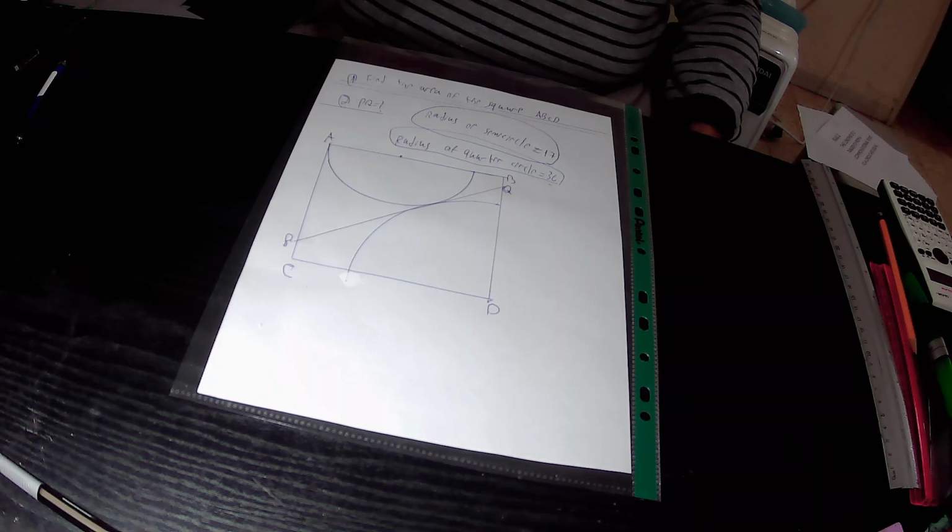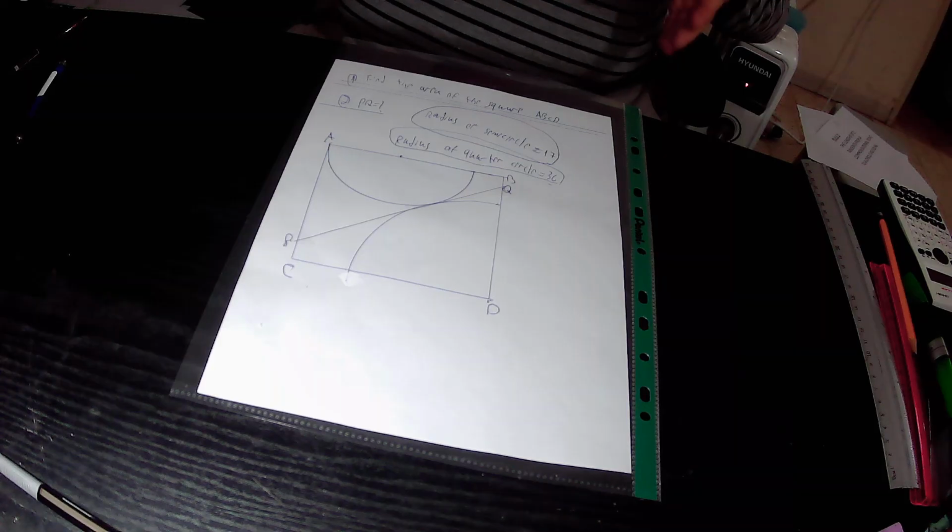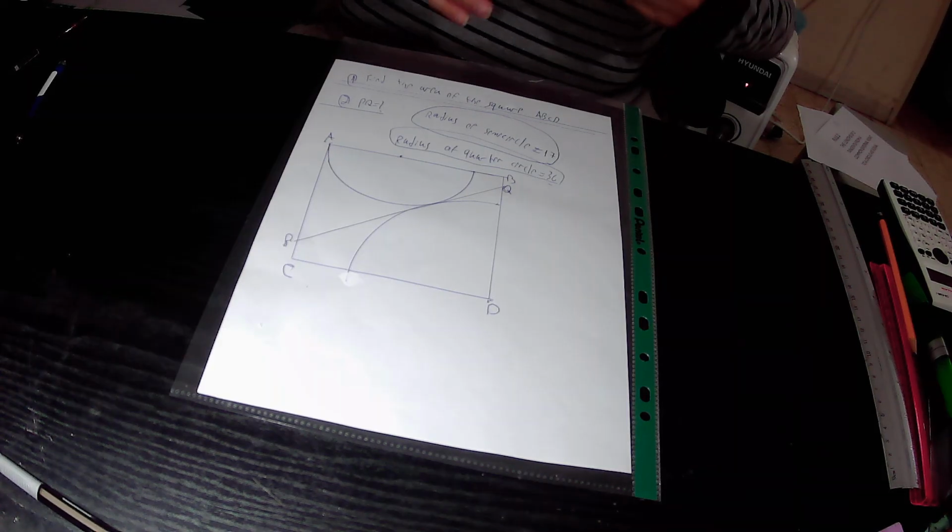So first of all, we have to find the area of this square ABCD. In the first step, we define the relevant points of this question with letters.